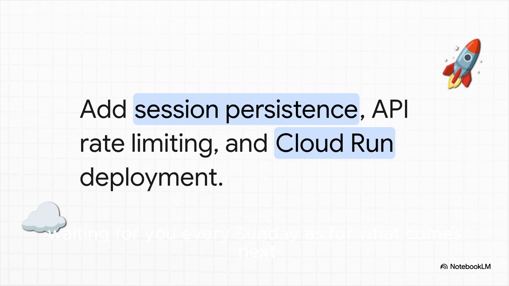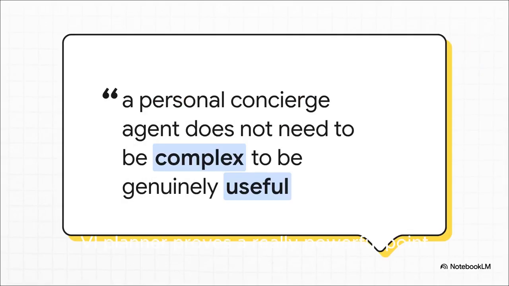As for what comes next, the immediate next steps for the project are pretty straightforward. It needs to replace the custom history workaround with ADK's native session persistence service, add API rate limiting, and deploy the whole shebang to Cloud Run. Vibe Planner proves a really powerful point. Good agent design does not need to be complex to be genuinely useful. Simply combining a graph workflow, a language model, and a git commit loop is entirely enough to close the gap between planning your goals and actually achieving them.